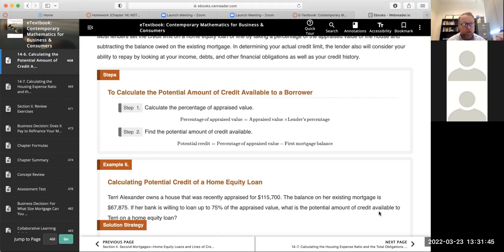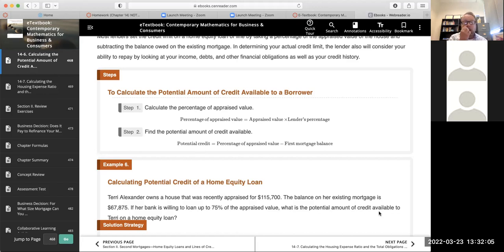So again, if you owed 150, but your house was worth 300, they're not going to let you borrow 150. They're going to let you borrow 75% of that 150, and that would be what we consider the 75% value that you'd have to be able to borrow if you wanted to borrow.